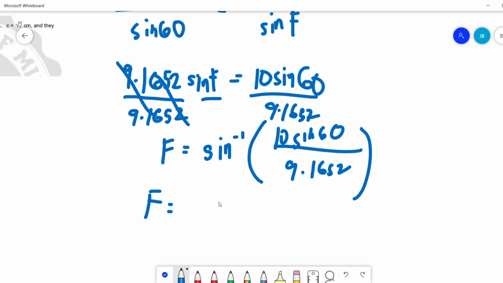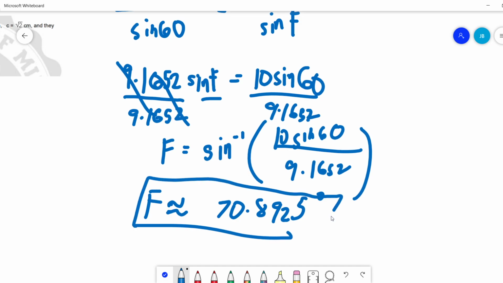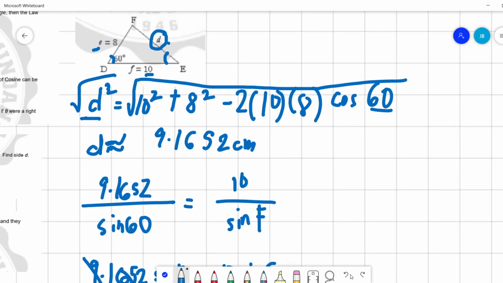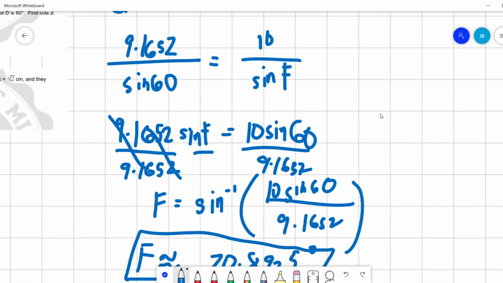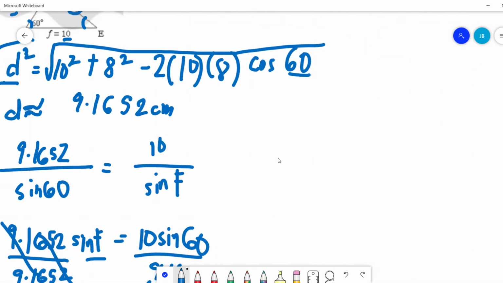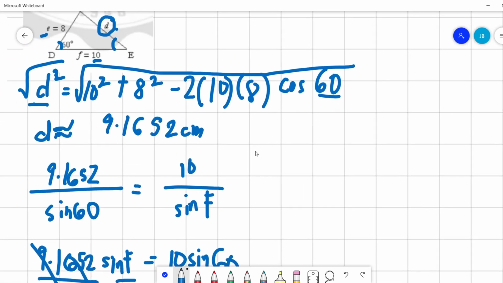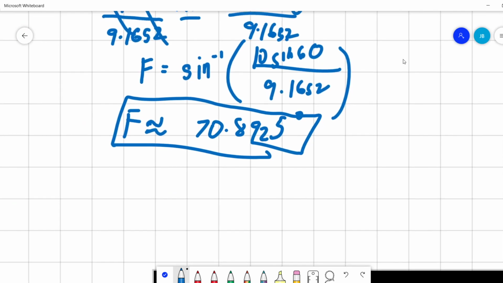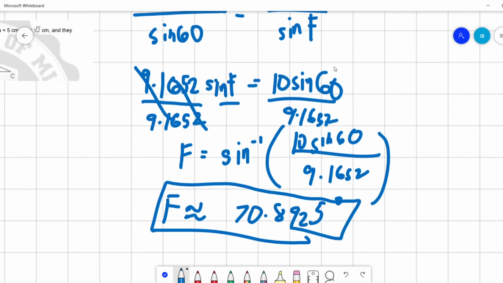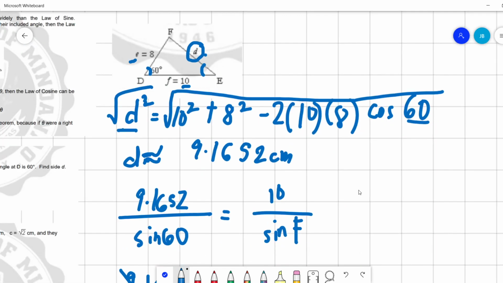Okay, so you have angle F as approximately 70.8925. Okay, so that is in degrees. So obviously that's an angle, so that is degrees. All right, so remember that once again, oblique triangles have a total angle of 180 degrees. So you already have 60 degrees as angle D and angle F as 70 degrees. Therefore, what's missing is the angle E.